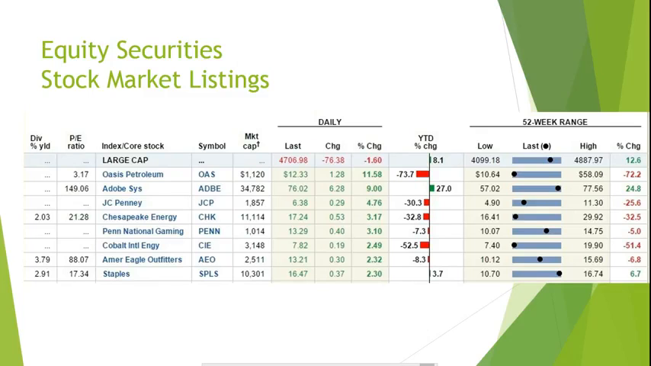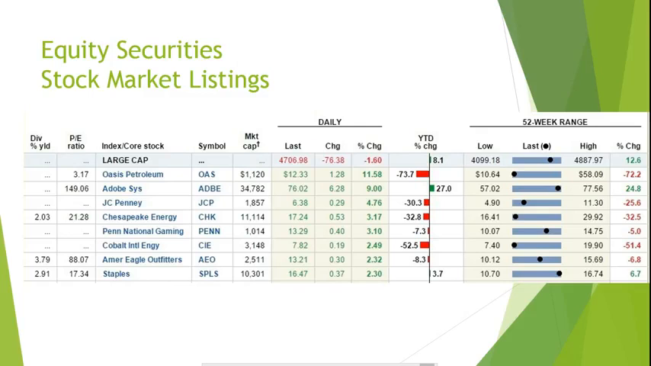The column that reads DIV percentage yield is the percentage of the stock price that the company pays as an annual dividend. This means that for CHK, their annual dividend paid to shareholders over the last 52 weeks is 2.03% of the price per share of stock. The PE ratio is the current price of a share of stock divided by the earnings per share over the past 12 months. The column that reads MKT cap is the market cap of Chesapeake Energy's common stock. The market cap is listed in millions.